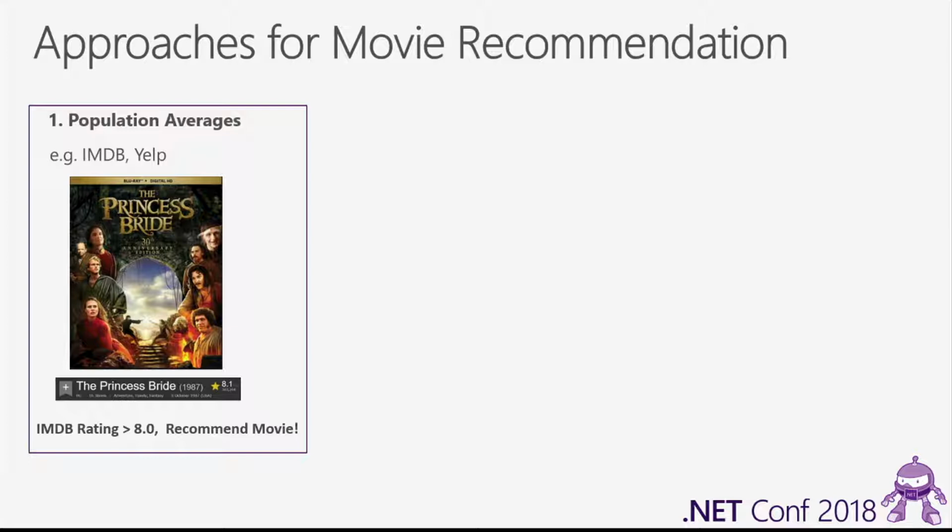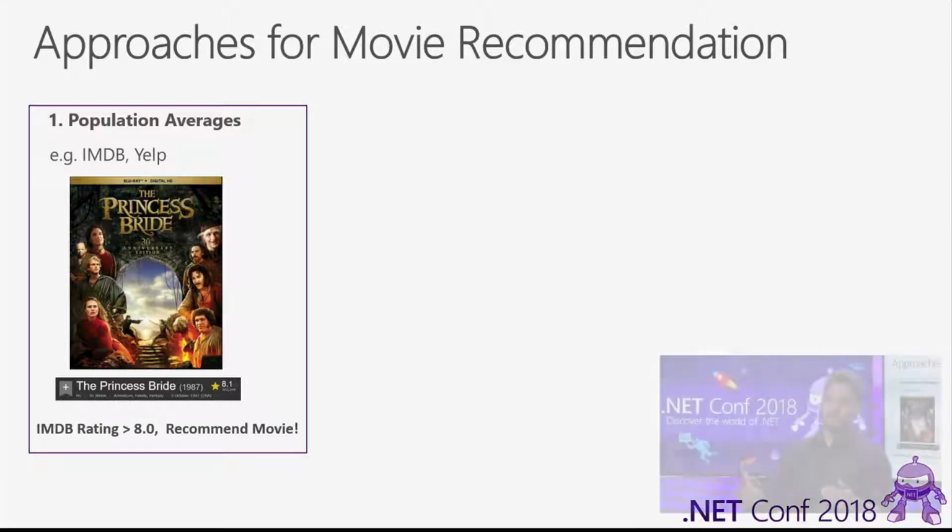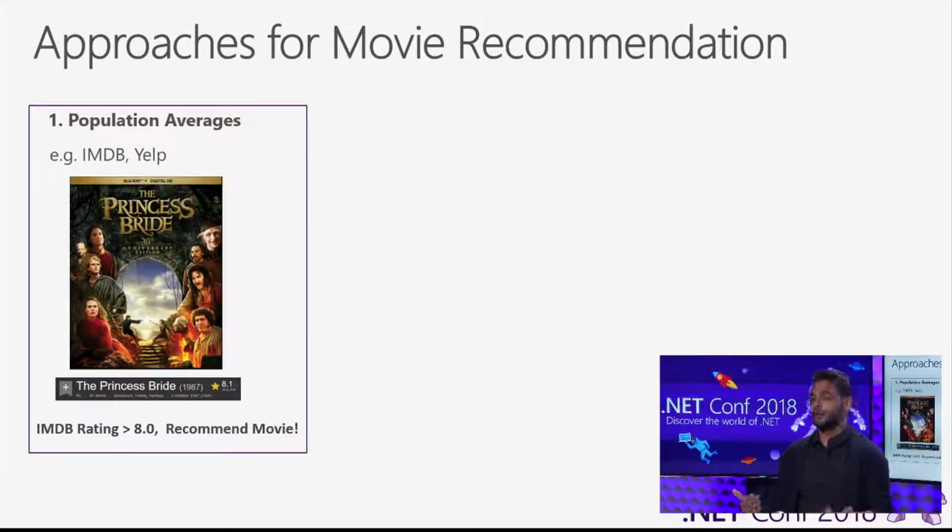And then what we come up with is a threshold, and we say that if the rating of a movie is higher than a particular threshold, we will go ahead and recommend this movie. So all we're basically doing is using the population averages and coming up with a threshold and saying that if the rating of this movie is higher than this threshold, let's recommend it. If it's not, let's not recommend it. This is a very simple approach, and for a number of cases, this actually might work very well.